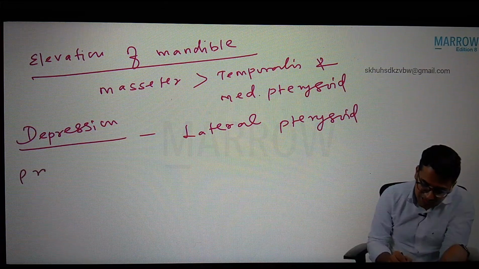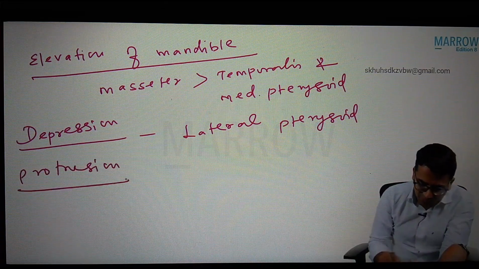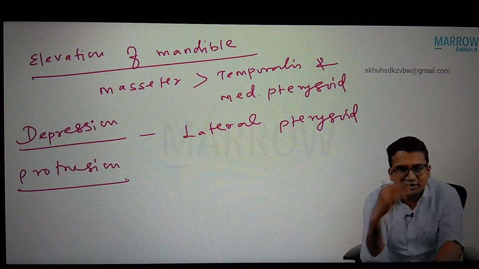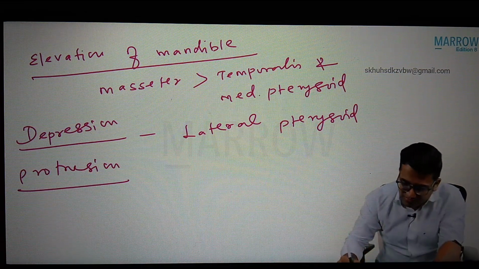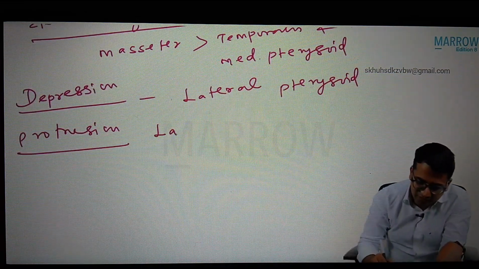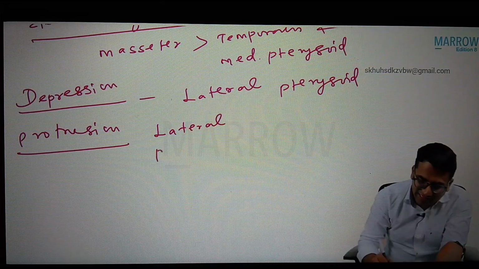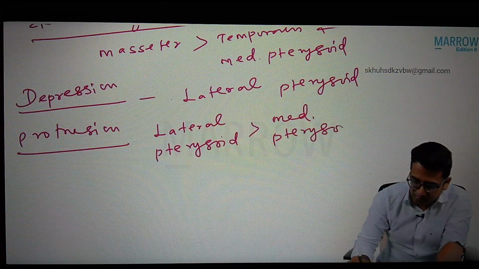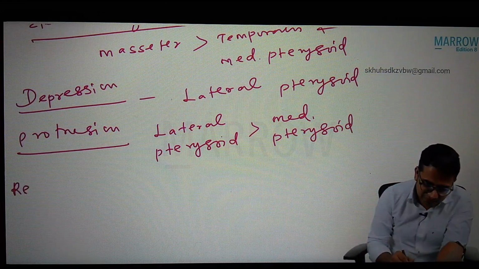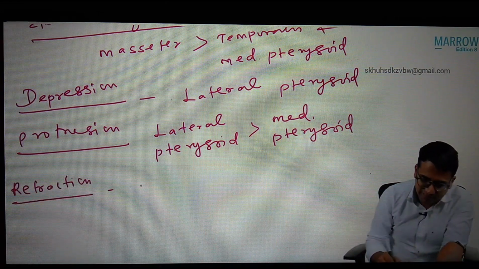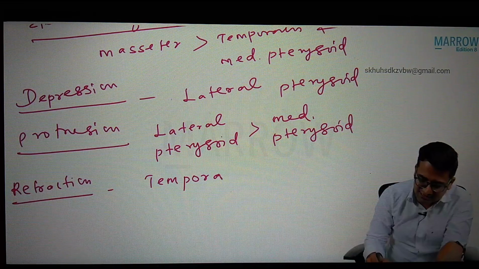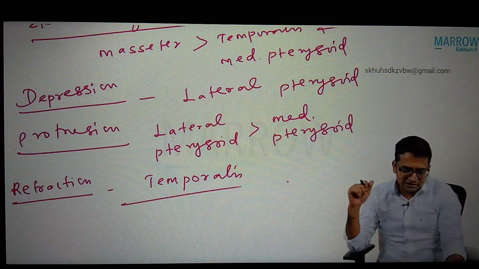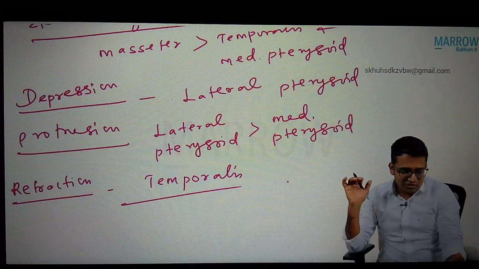Protrusion is done by two muscles: lateral pterygoid and medial pterygoid. The pterygoid muscles do protrusion. And what is the best muscle for protrusion of the mandible? Lateral pterygoid greater than medial pterygoid. And the retraction of the mandible is done by temporalis. So these are the actions and the best muscle for each action.